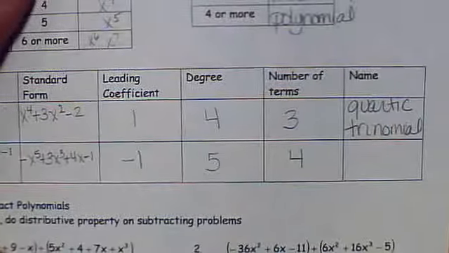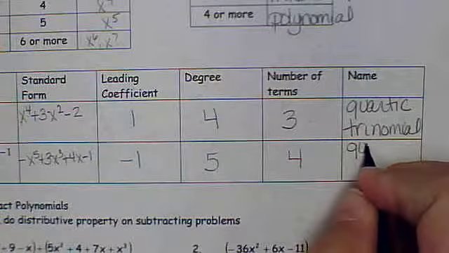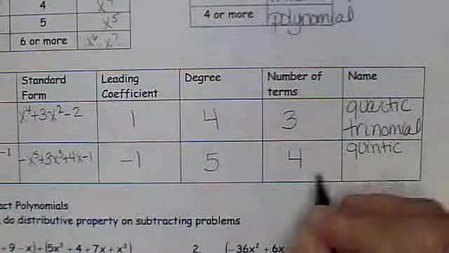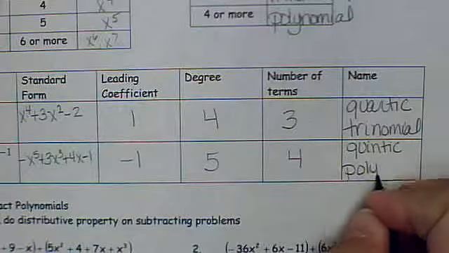And then for our name, degree is 5, so look back at our chart, so it's quintic. 4 terms, look back at our chart, means it's a polynomial, so it's a quintic polynomial.